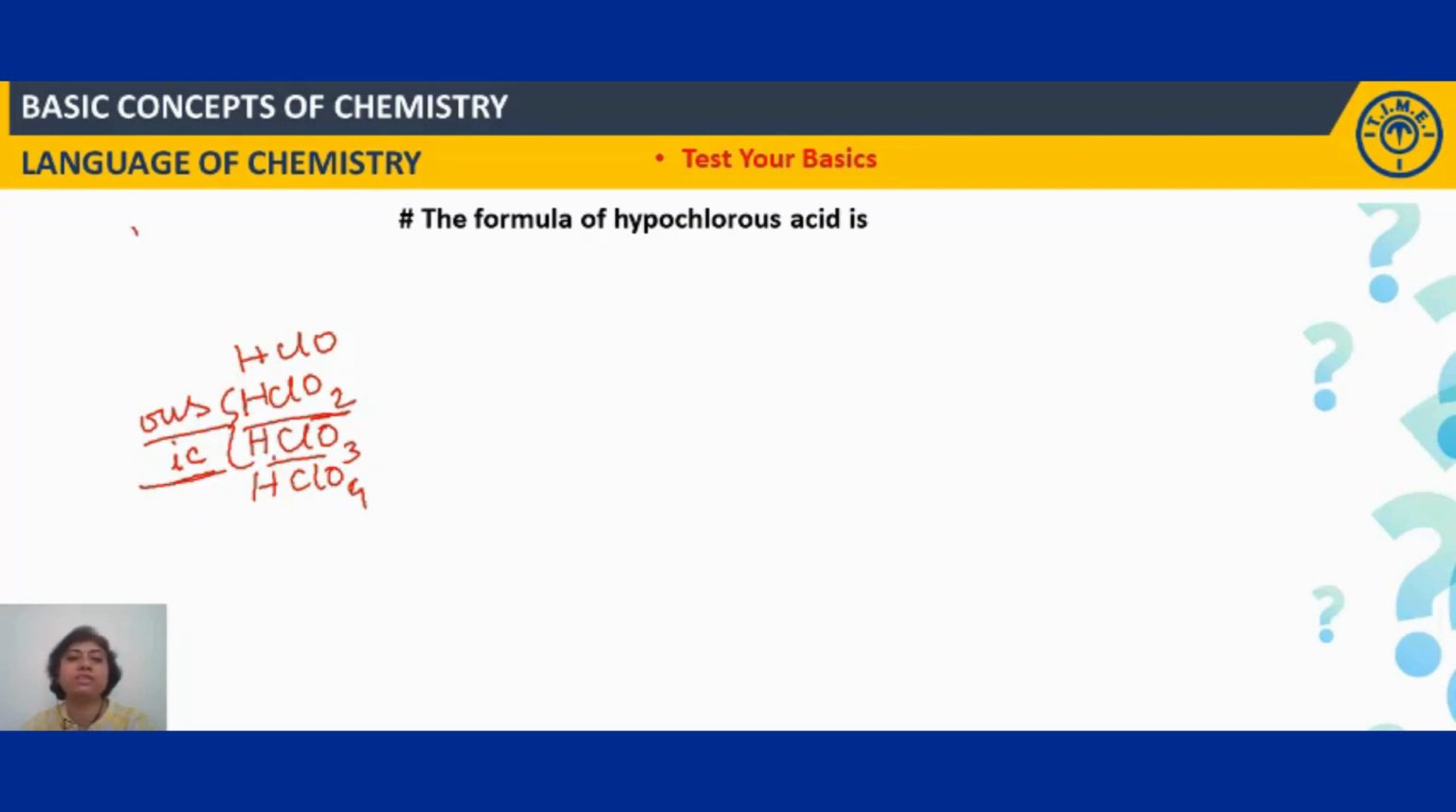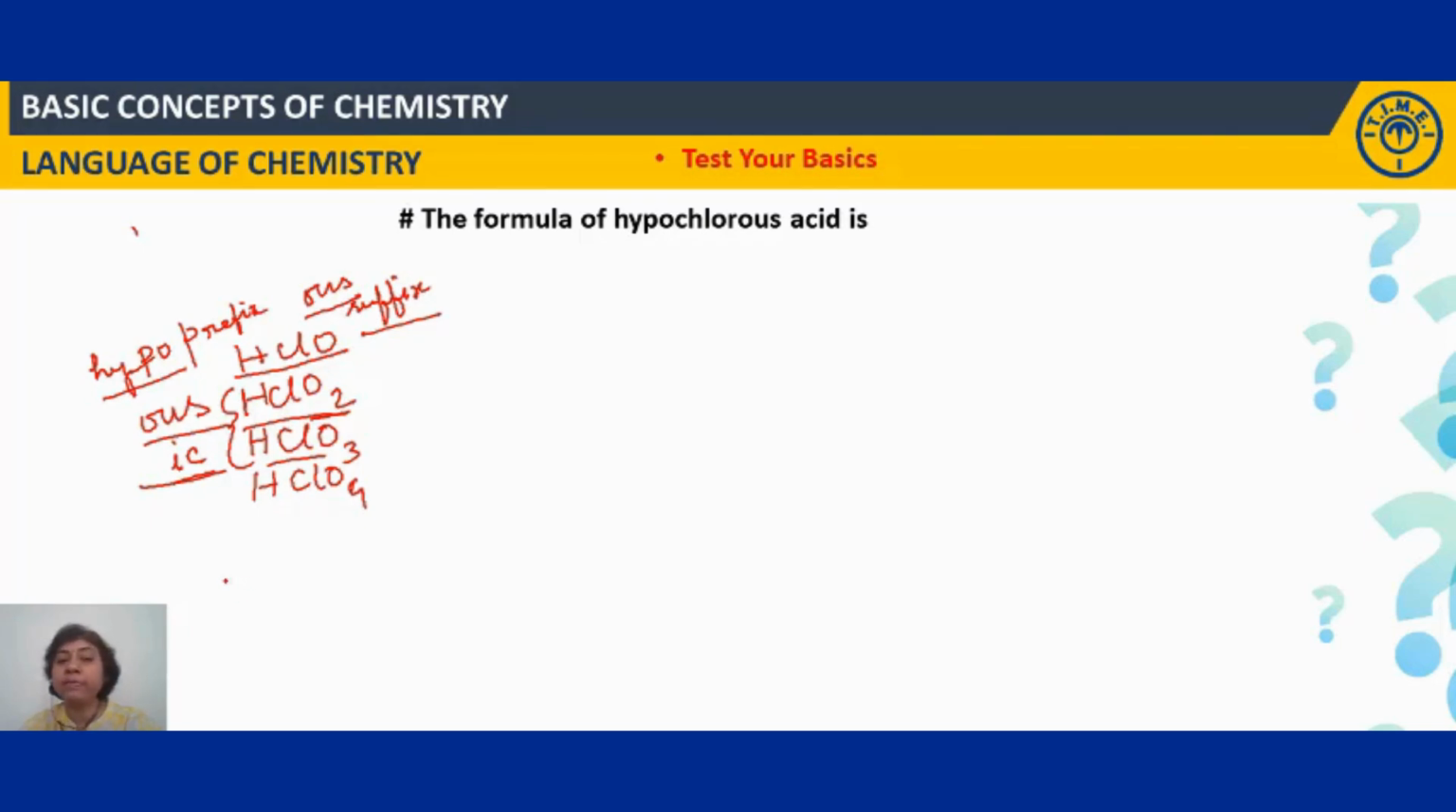Now coming down to the first and fourth. How will you name them? The oxyacid which contains fewer oxygen atoms than the corresponding OUS acid. For naming that, we use the hypo prefix and OUS suffix. Please note it down. It is very much required for working out with the oxyacids of chlorine. So hypo prefix and OUS suffix.